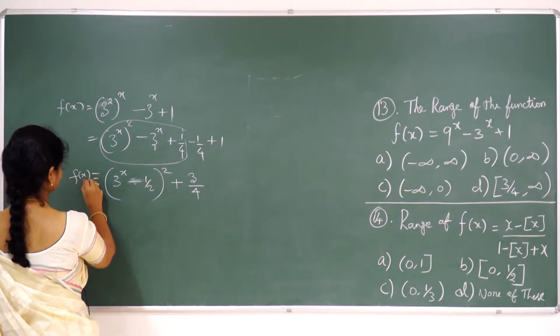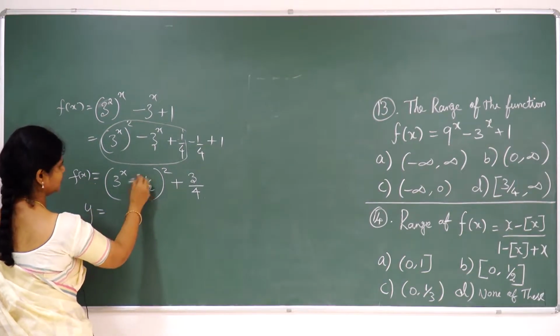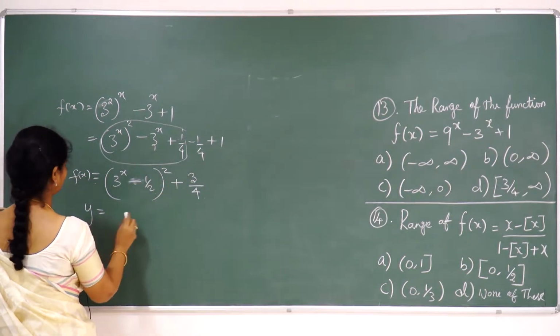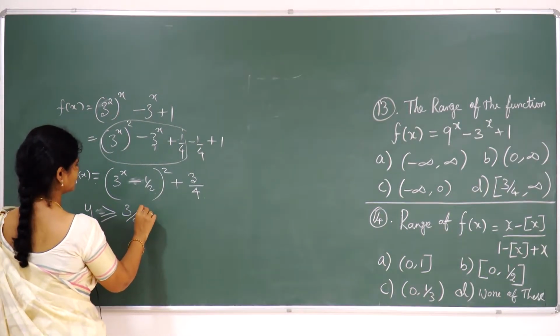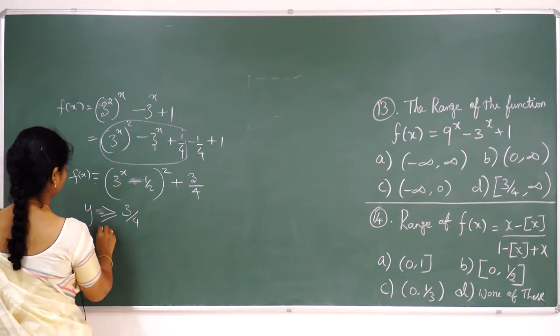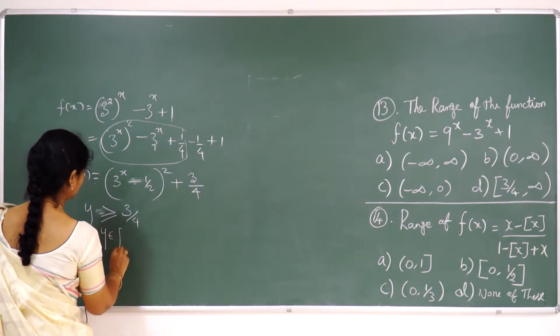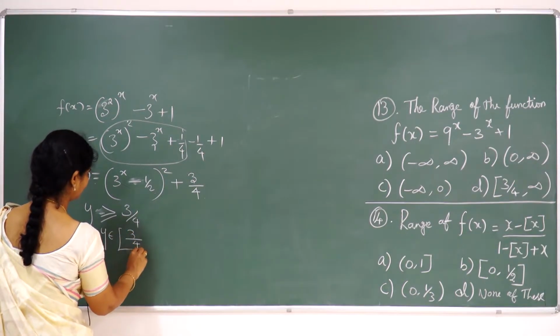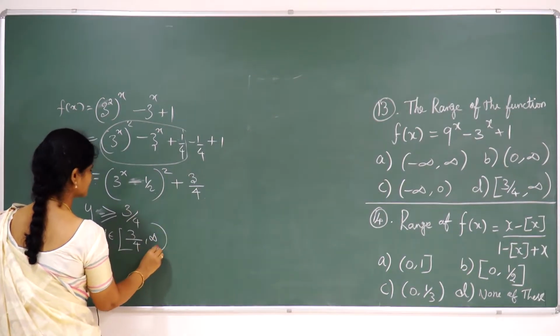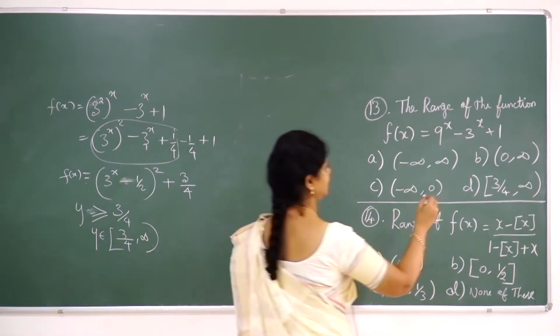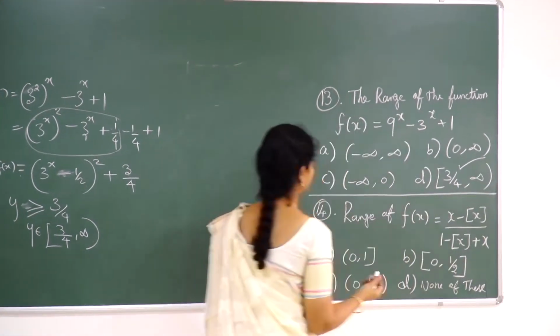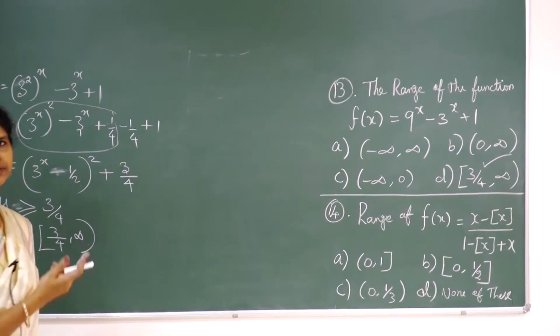So f of x, which is y, is equal to the minimum value 0 plus 3 by 4, which means it is greater than or equal to 3 by 4. So y is greater than or equal to 3 by 4, meaning y belongs to the closed interval 3 by 4 to infinity, which is your answer. 3 by 4 to infinity means D is the correct answer. So D is the correct answer for the 13th problem.